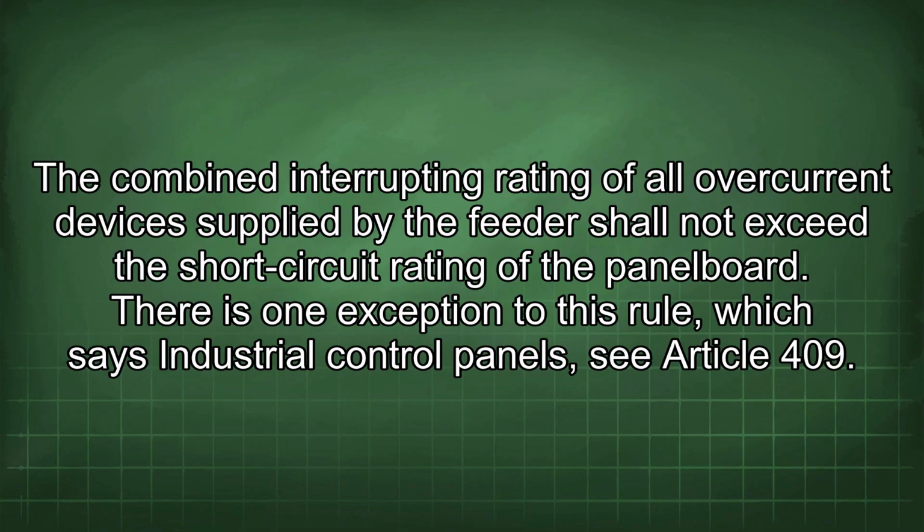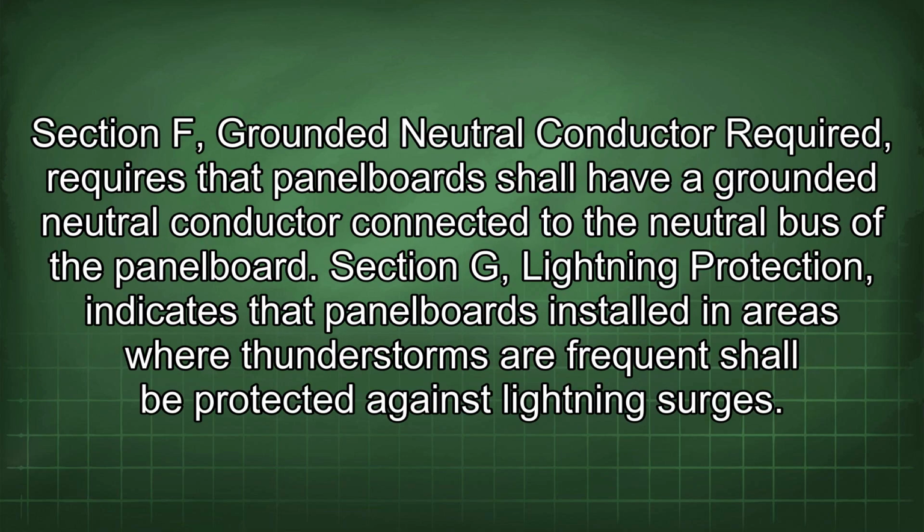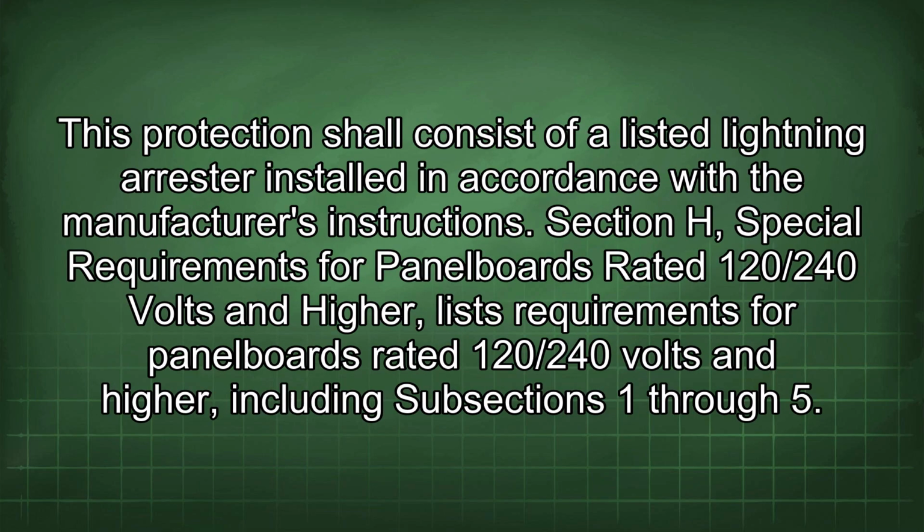The combined interrupting rating of all overcurrent devices supplied by the feeder shall not exceed the short circuit rating of the panelboard. There is one exception to this rule, which says industrial control panels, see Article 409. Section F, Grounded neutral conductor, requires that panelboard shall have a grounded neutral conductor connected to the neutral bus of the panelboard. Section G, Lightning Protection, indicates that panelboards installed in areas where thunderstorms are frequent shall be protected against lightning surges. This protection shall consist of a listed lightning arrestor installed in accordance with the manufacturer's instructions.